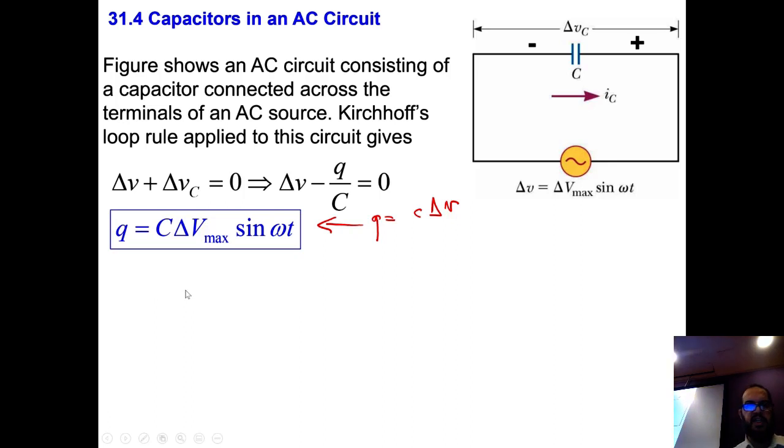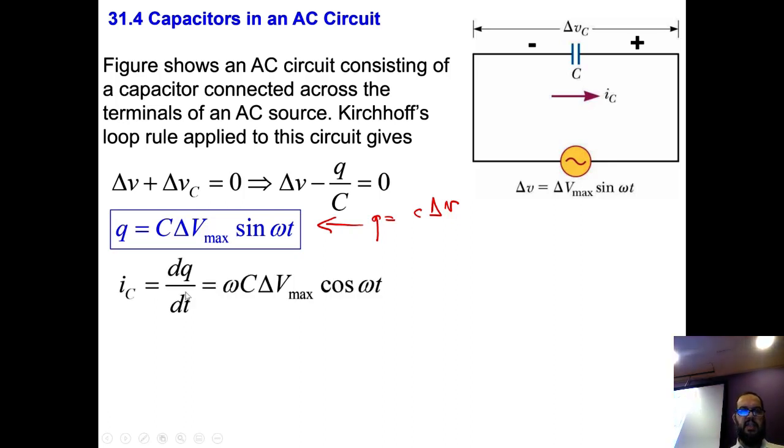Now if we want to determine the current, we know there is a relationship between the current and the charge. I is just dq dt. If you take the derivative of the charge across the capacitor, the derivative of sine omega t is cosine omega t, so you obtain omega C times delta V max times cosine omega t.